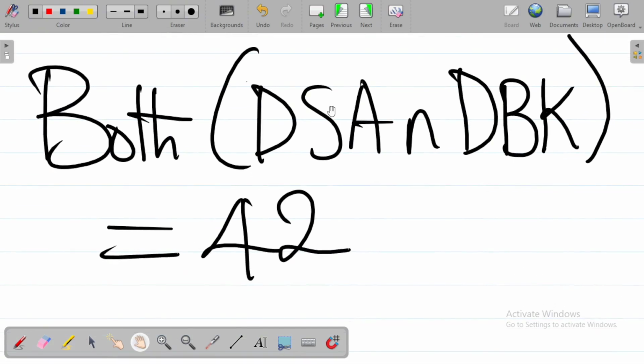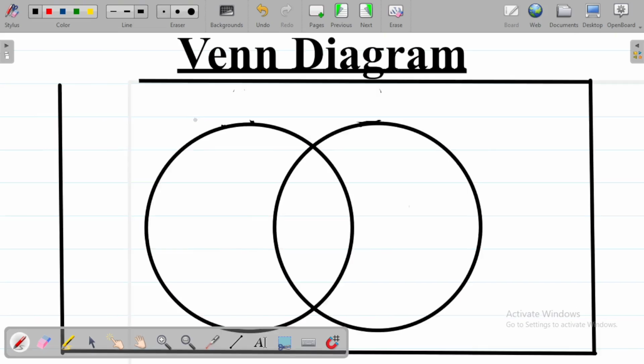All right, our next task is to draw the first Venn diagram. We are going to draw two Venn diagrams in this question. The first one will assist us to solve this question properly, and then the final Venn diagram. All right, let's draw the first Venn diagram. Let's call the first circle DSA, and then the second circle DBK.